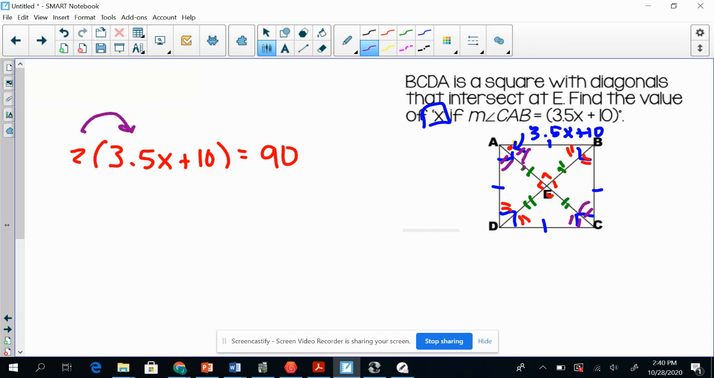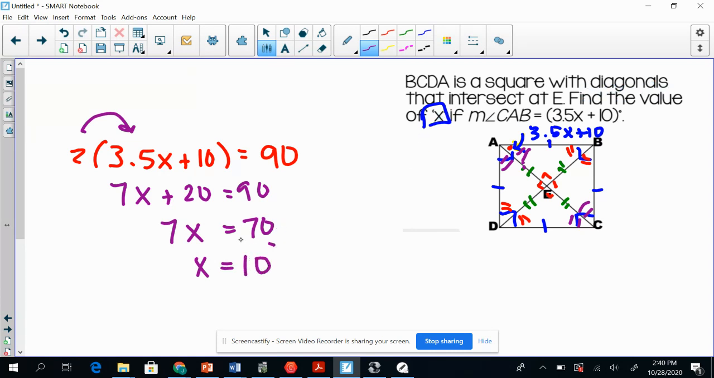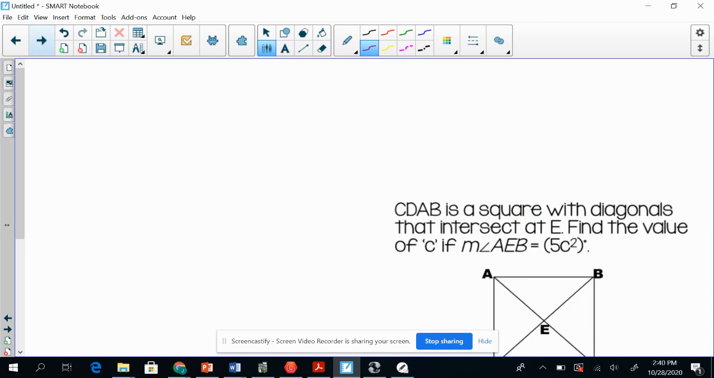So 2 times 3.5 is going to give me 7x plus 20 equals 90. I'm going to subtract 20 from each side, and then divide by 7, so x equals 10. It says find the value of x, so we are done. Again, you just got to know your properties of a square. Diagonals bisect the corner angles would be the one you would use, and knowing that the corners are 90.